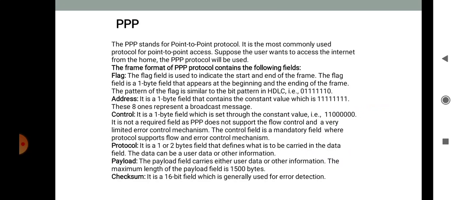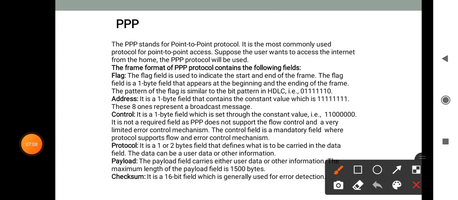Then the control is a 1 byte field which is set to a constant value, that means 11000000. It is not a required field, as PPP does not support flow control and has a very limited error control mechanism. Then the control field is a mandatory field where the protocol supports flow and error control mechanism. Then the next one is the protocol. It is a 1 or 2 byte field that defines what is to be carried in the data field, and the data field can be user data or other information.